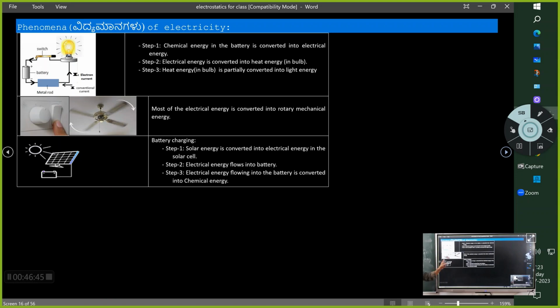No, sir. Then you see the fan. Most of the electrical energy is converted into rotary mechanical energy.